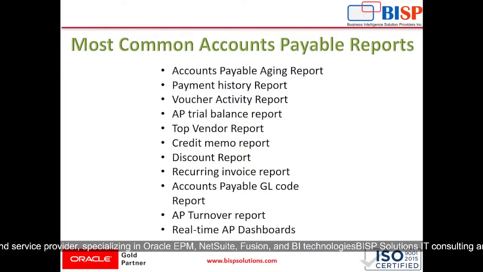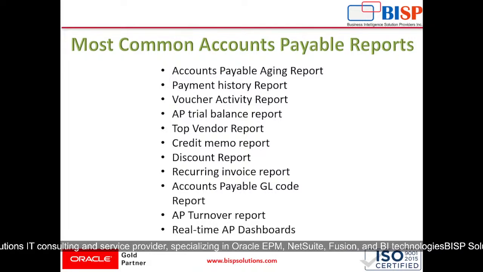The detailed information in the accounts payable aging report can also be used to monitor days payable outstanding, which is DPO, a key AP metric that tracks the average number of days it takes a company to pay its bills.